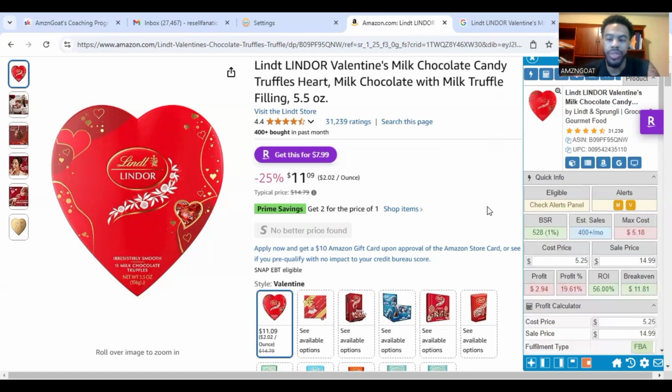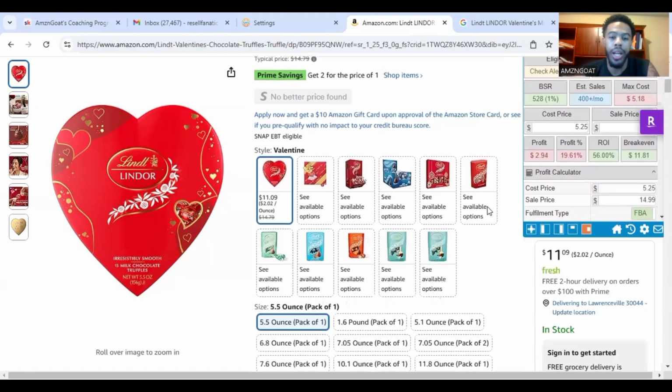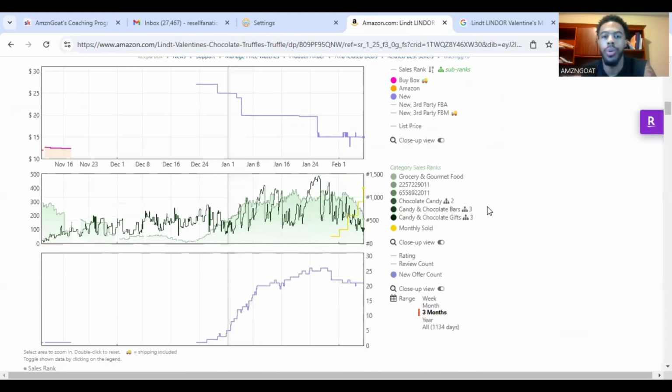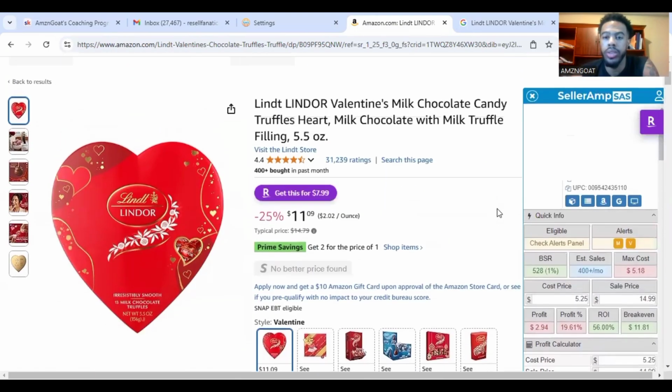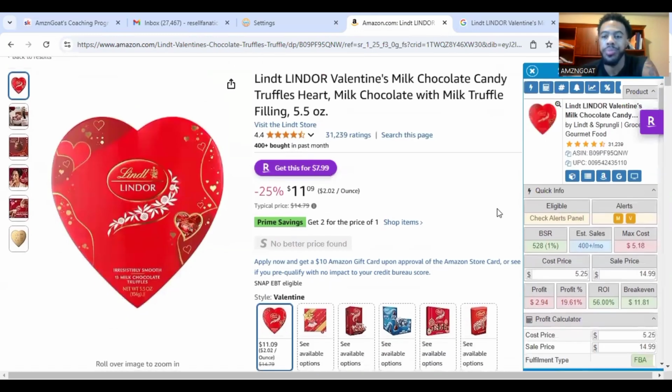We got Seller Amp right here that is going to calculate the profit for us, depending on what we put in there. And then we got Keepa right here that's going to show us all of the historical data that we need to be looking at to really decide whether a product is worth selling or not. So that too is a hell of a combination. And you can do some serious damage with just those two software.